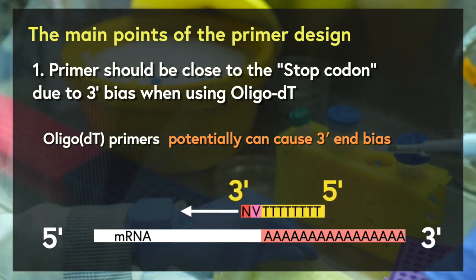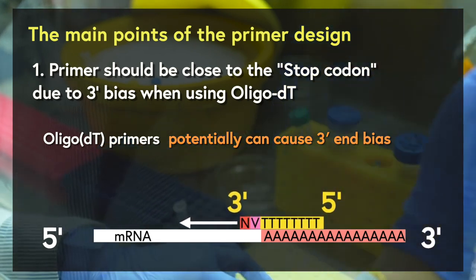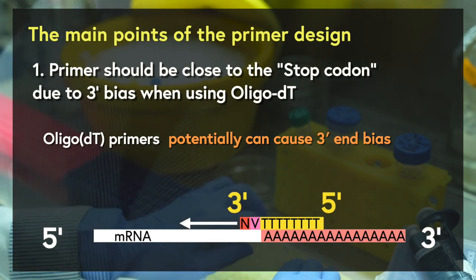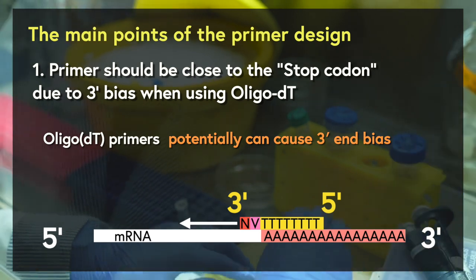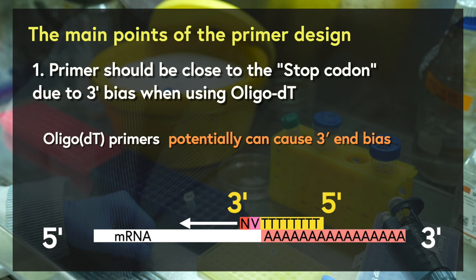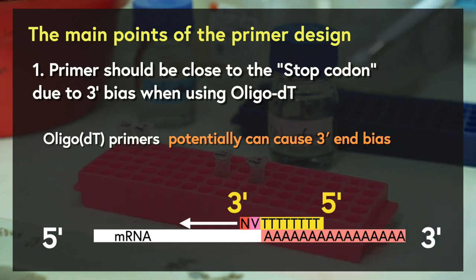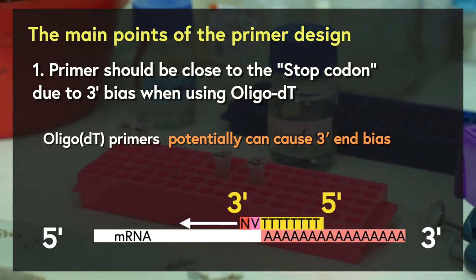So imagine that sometimes the enzyme will stop doing its work because it is too tired or something. So it will stop in the center. If you design your primer at the beginning of the sequence, then maybe that mRNA sequence was not properly reverse transcribed by the reverse transcriptase, so that you cannot detect anything. That's why we ask you to consider designing your primer as close to the stop codon as possible.